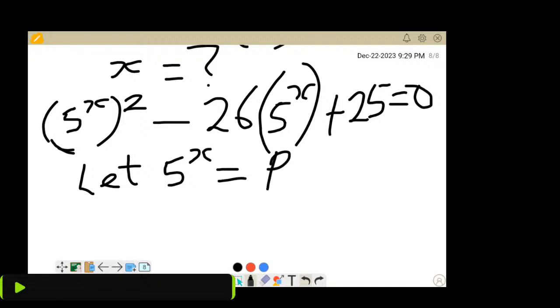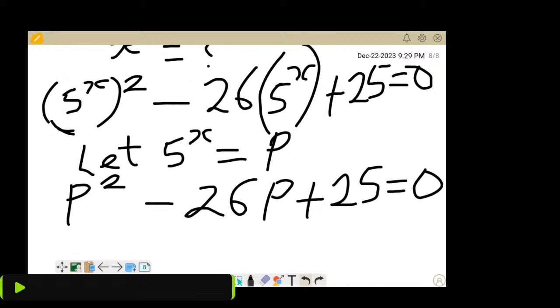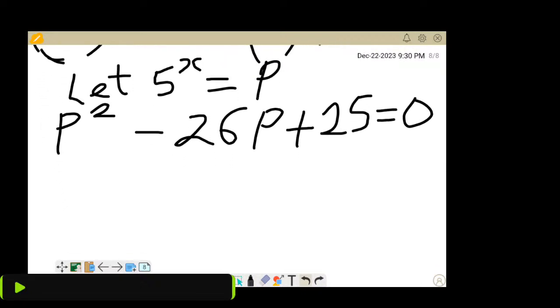With that we can have a p square minus 26p. Remember, 5 raised to power x now is equal to p. So wherever you see 5 raised to power x, we put p there, that is here and here. Okay, that is what we are doing. Plus 25 equal to 0. With this we have a quadratic equation which we can factorize and have the value of our p and take it back to the expression of 5 raised to power x. So how do we go about this?